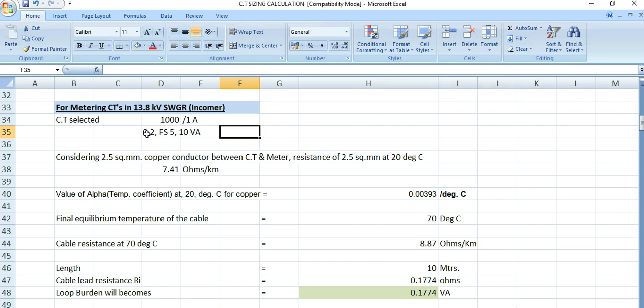So we can use the CT ratio of 1000 by 1 ampere, with metering accuracy class 0.2, FS5 class, and the burden is 10 VA. So these are the CT parameters.